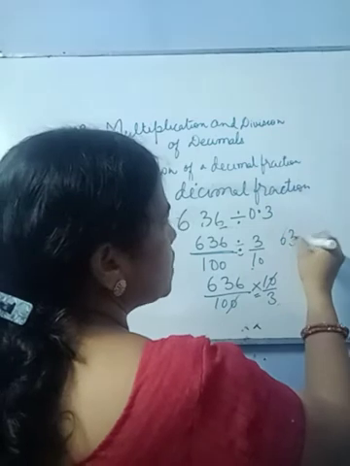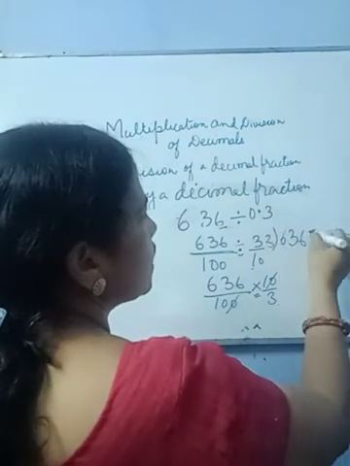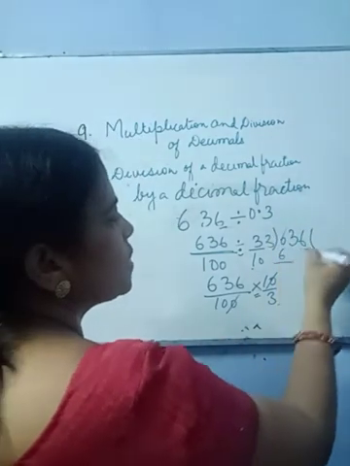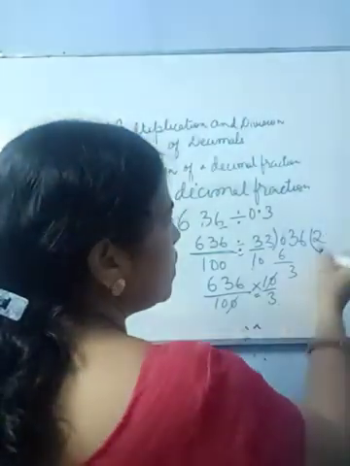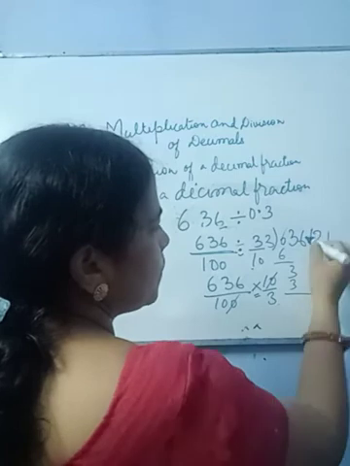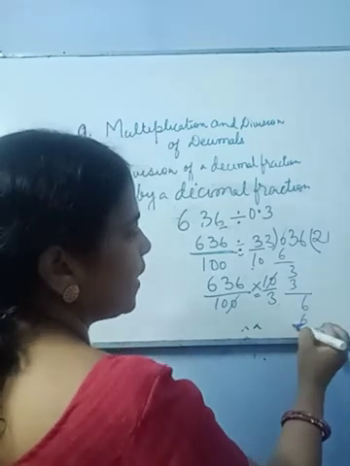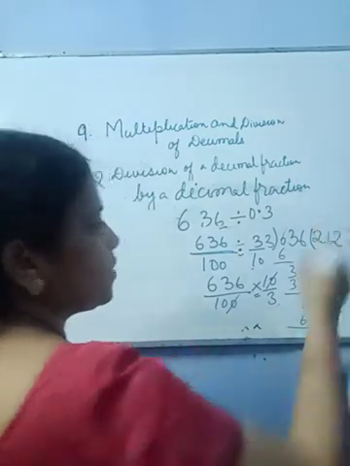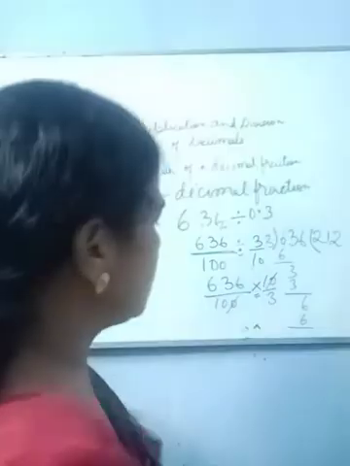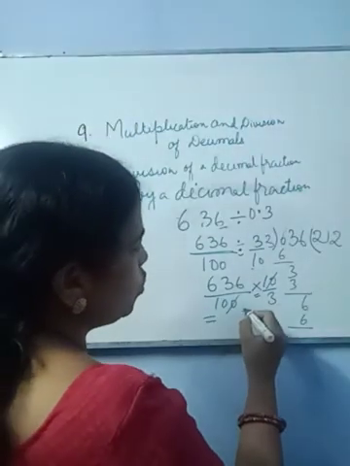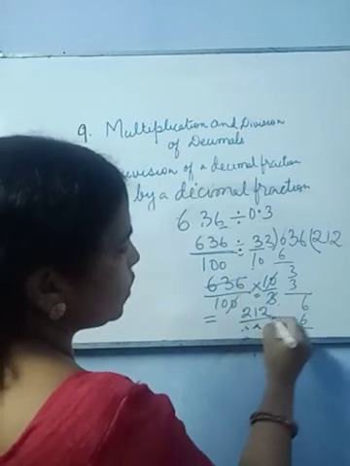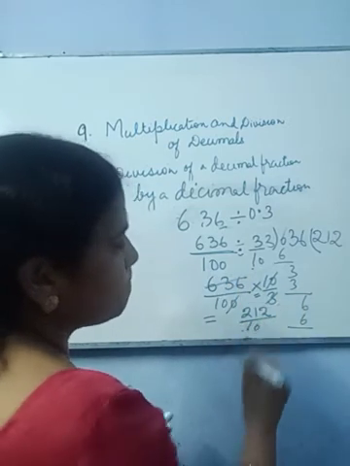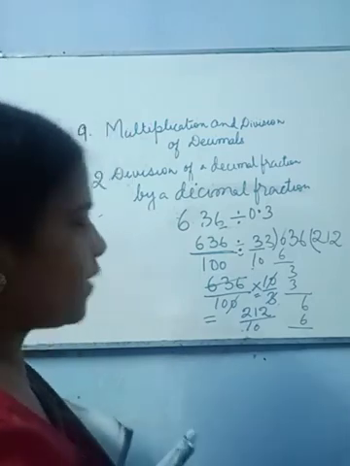How? Say 636 divided by 3. What do you see? 3 2s are 6, so 2 times. Bring this 3 down. How many times? 1 time. Bring the 6 down. Divide and see how many times? 2 times. Now this is 212. Now what was left? This 10 was left. So write here 10. Now this is in fraction.